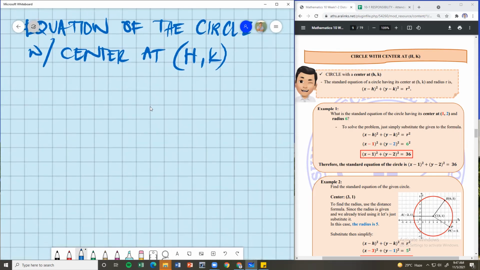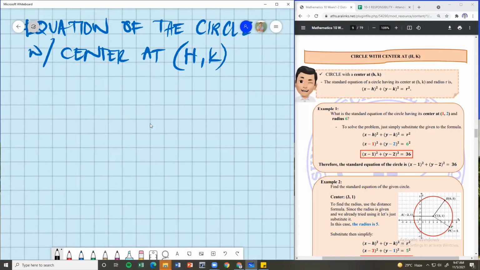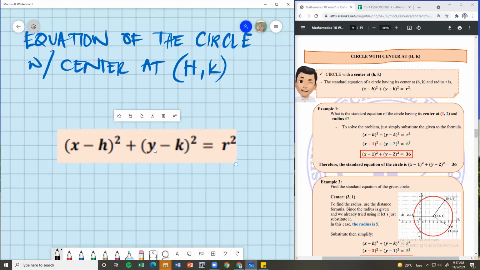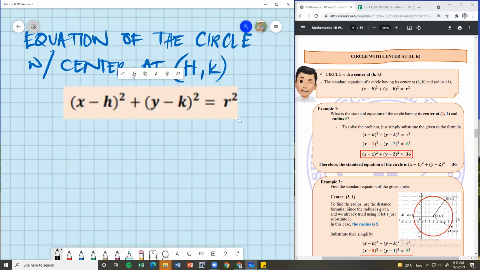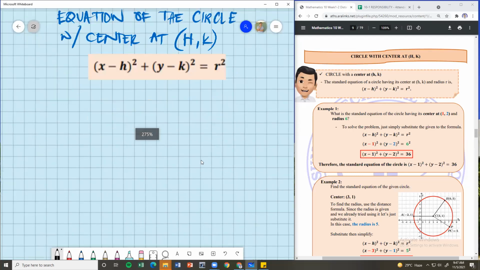Let's have this. So in here, we will be using this formula. This is actually a lesson in higher grade. But what I want you to use is this. This is the formula that we will be using for this equation, if the center is at (h, k).